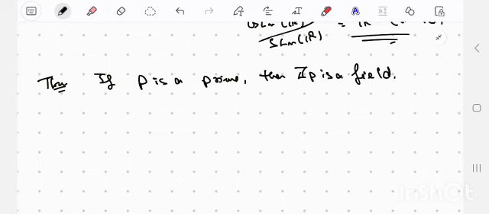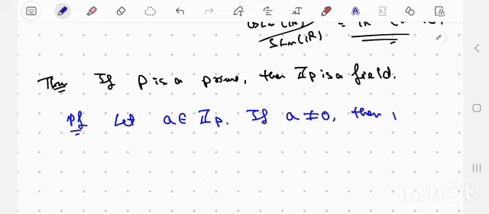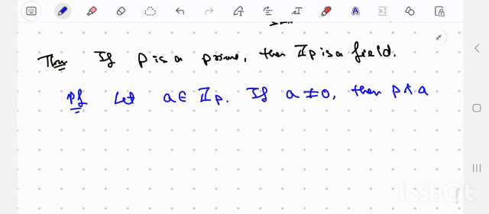Theorem: if p is a prime, then Z_p is a field. Proof. Let a be an element in Z_p. Now if a is non-zero, then obviously p does not divide a by the definition of the elements in Z_p, which implies that the GCD of a and p is 1. This is something we know because the factors of p are 1 and p itself. So a common factor of a and p should be 1 or p itself. Since p does not divide a, the common factor cannot be p, therefore it has to be 1.